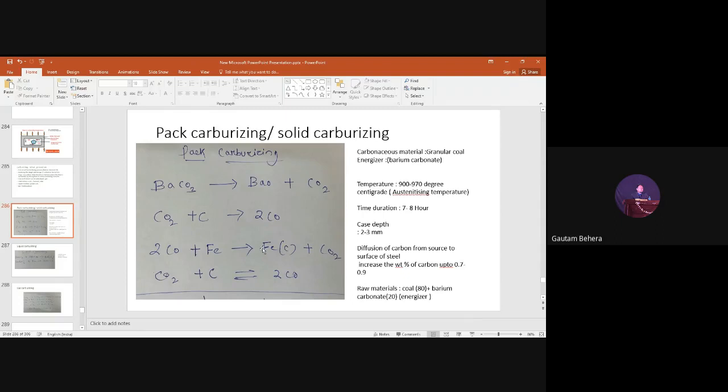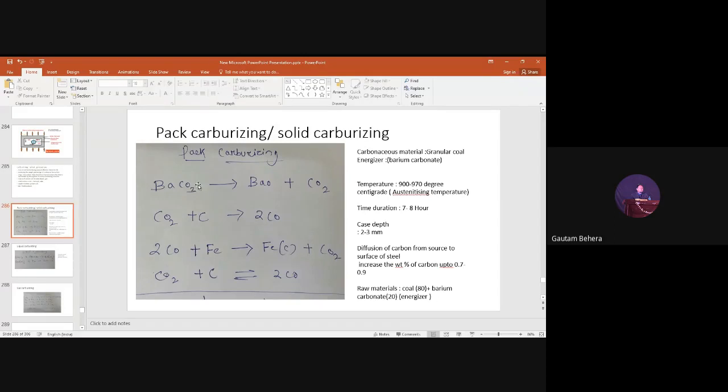So now we'll see the reactions. What is the reaction happening inside the heat resistant steel box, which will increase the weight percentage of carbon on the surface of the steel, right? So that means obviously barium carbonate has some role to play, right?